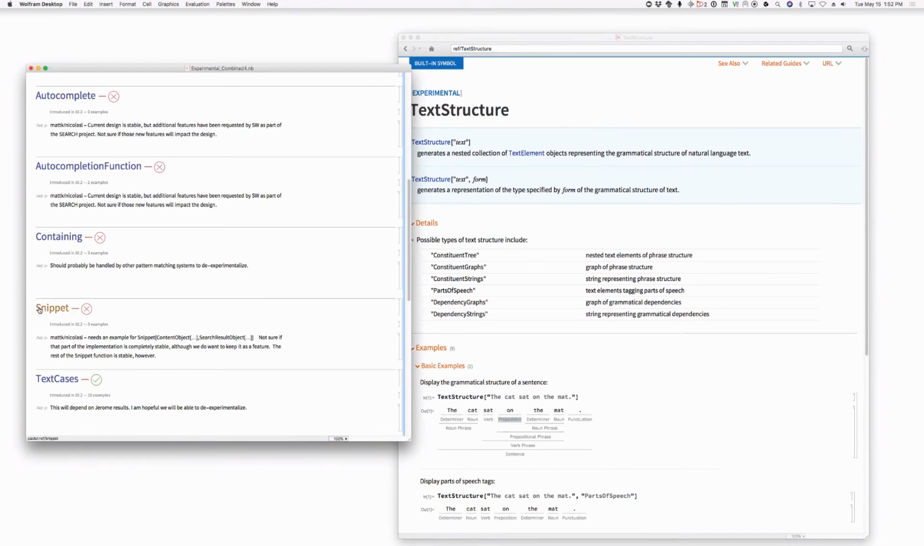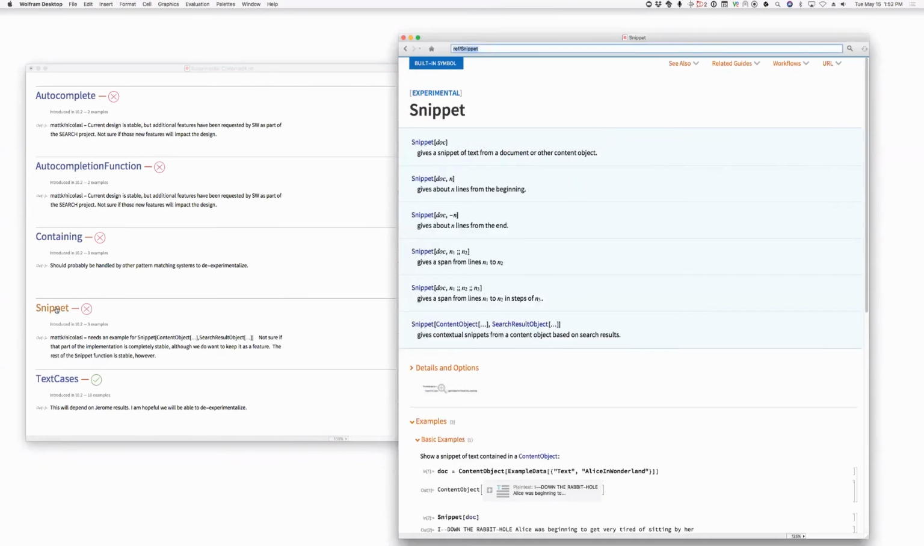Okay, why on earth are we not de-experimentalizing snippet? Raj, is that another one where people didn't get back to you? Wait a second, no, there is a comment there. Nicholas, this is us. Okay, so I think what we were saying is that we weren't sure about the content object, search result object. There is a use case for that in the documentation, but we don't know if that part is going to stay the same.